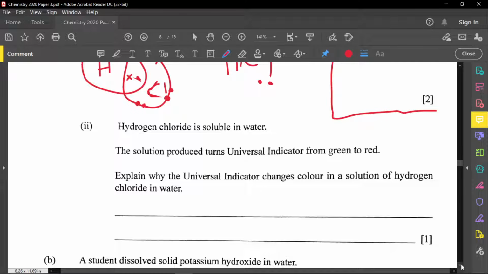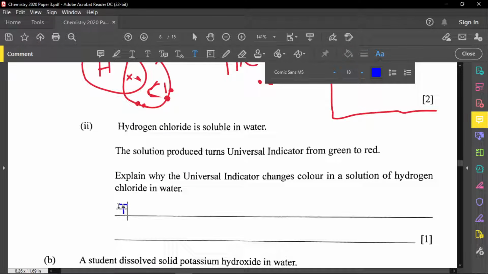It said for part 2, hydrogen chloride is soluble in water. The solution produced turns universal indicator from green to red. So moving from green to red, so moving from a neutral point towards an acidic point, explain why the universal indicator changes color in a solution of hydrogen chloride in water. What is important right here, as I mentioned, is that green is pretty much the neutral point, and moving from a neutral point to red, which is acidic, simply means that the solution is acidic, right?